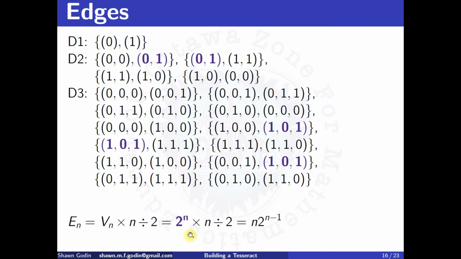And if I put that together and simplify, I know that Vn is 2 to the n. If I work that out, I get n times 2 to the n minus 1, or n choose 1 times 2 to the n minus 1. And again, we verified this thing.